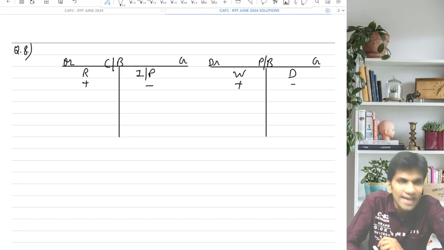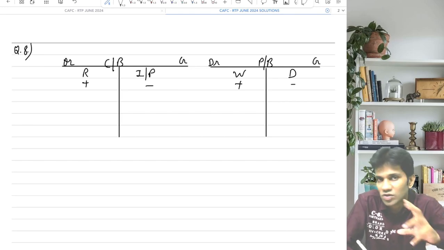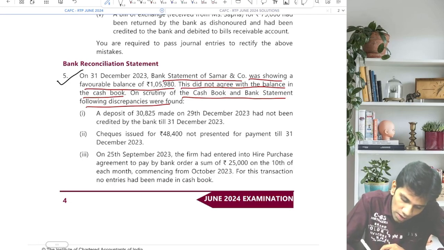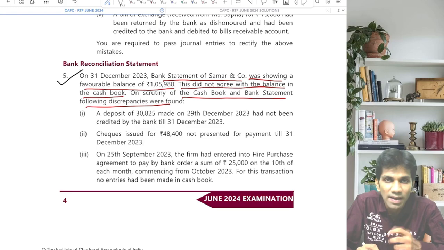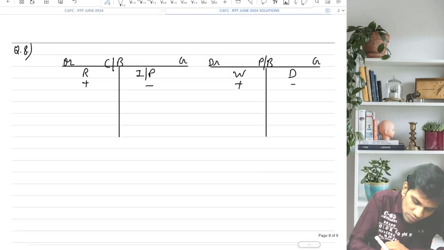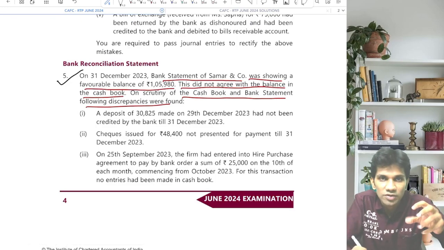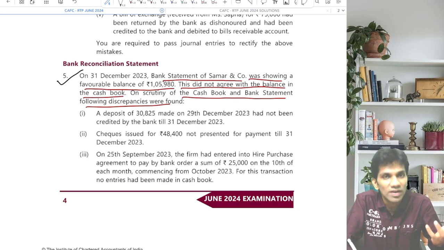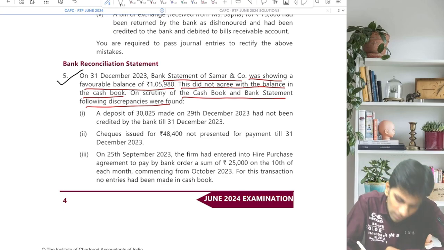Now, the second rule is whoever has recorded the transaction, record it in that book respectively. जिसने record किया उसकी book में जाके record कीजिए. Now, a deposit of 30,825 made on 29 December 2023 had not been credited by the bank. So who deposits the amount in the bank? We do, means cash book. So on the cash book we'll write on the receipt side, because once we receive, only then we deposit. We deposit, but it is not credited by the bank. So record it in the book of the one who recorded it.